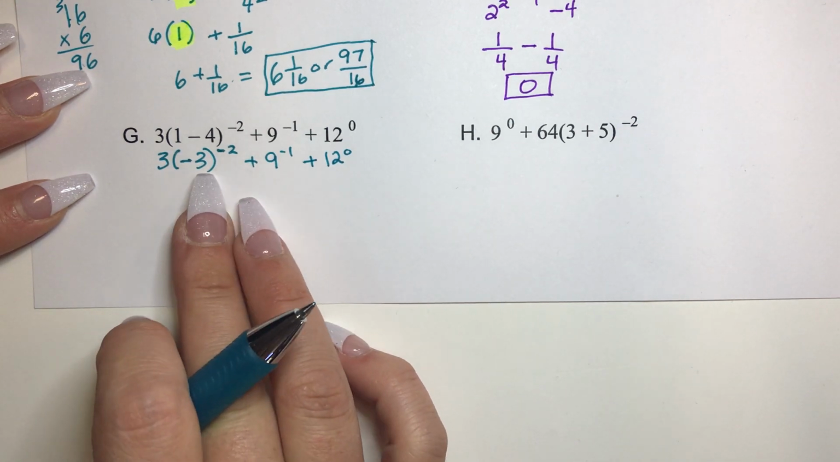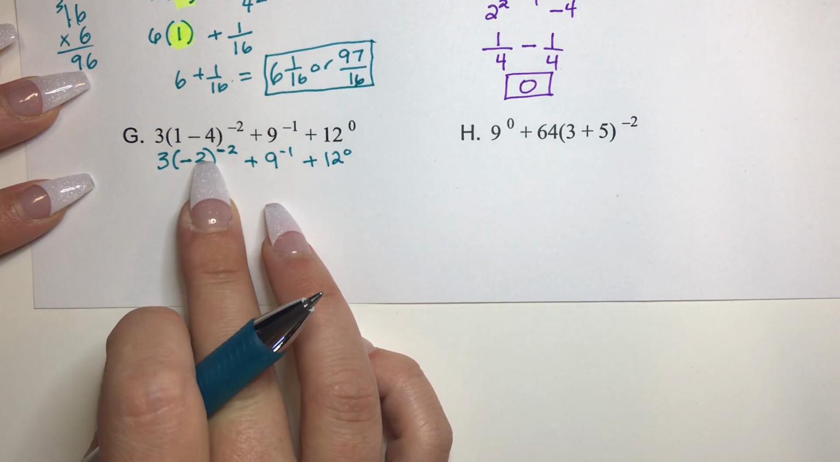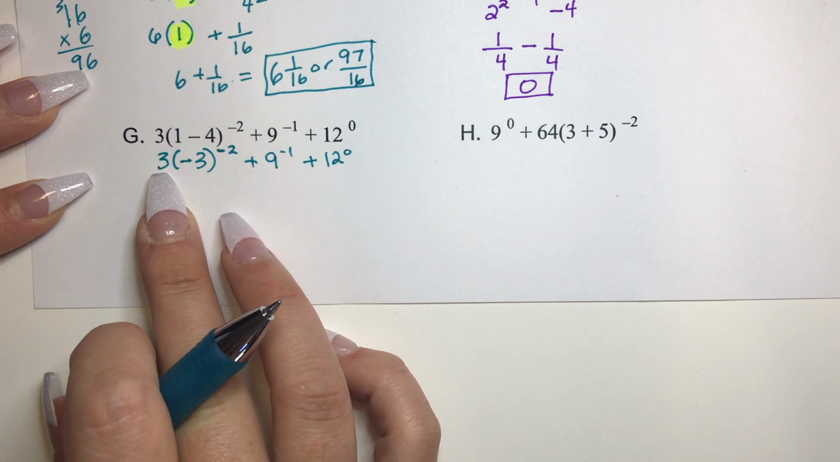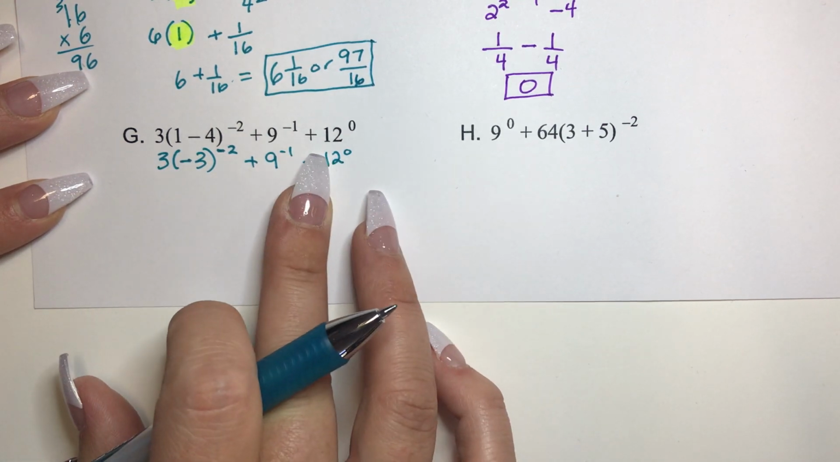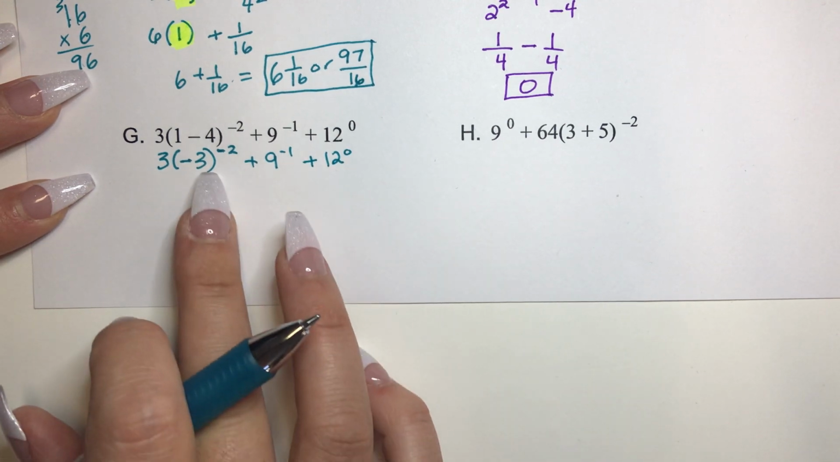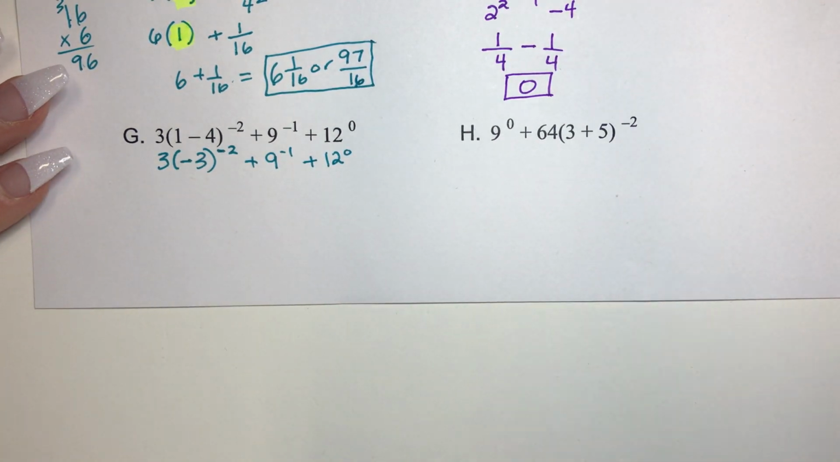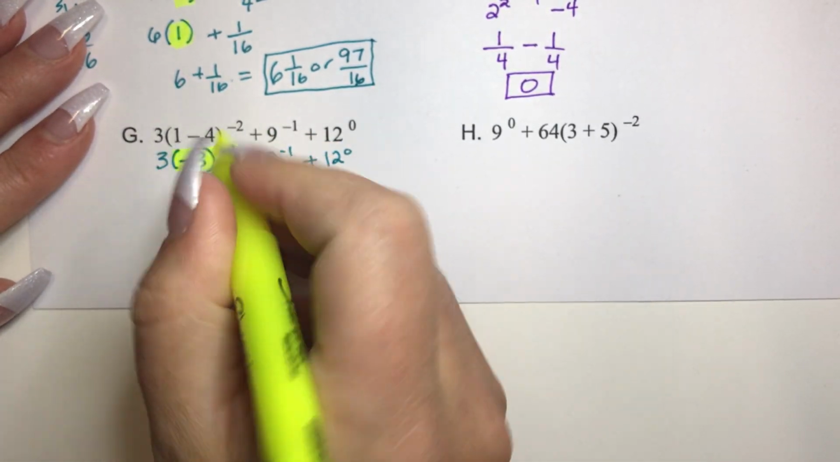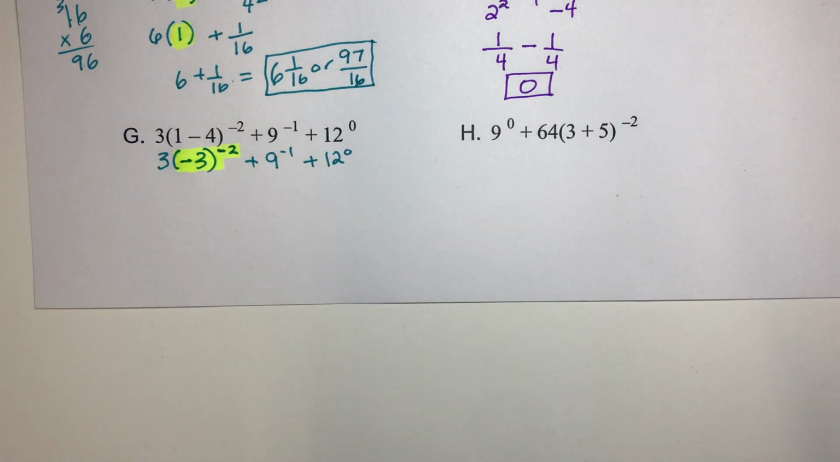Ooh, this one's tricky. Okay, so we have that -2. We have to do that exponents. We have this 3 outside the parentheses, which just means 3 times, and that's multiplication. So we have to wait until we're done with the exponents before we do the multiplication. So we're just doing this right here. This is the exponent. We have to do that first.